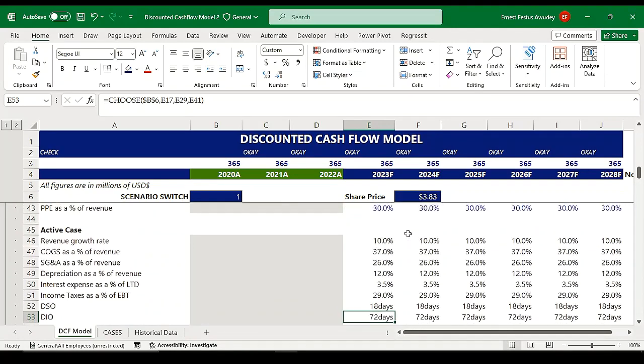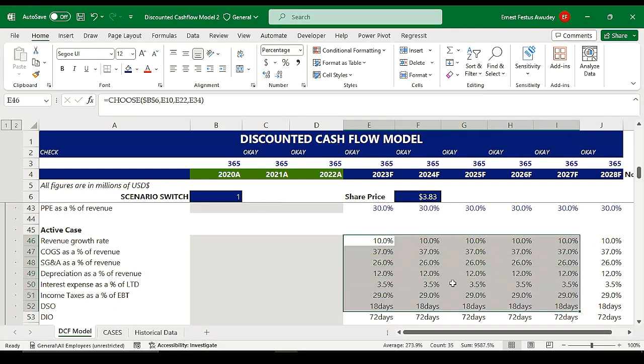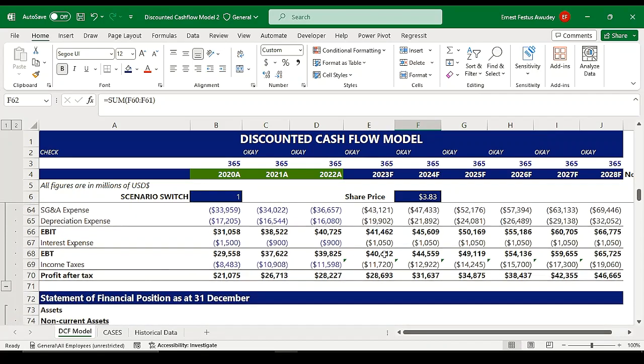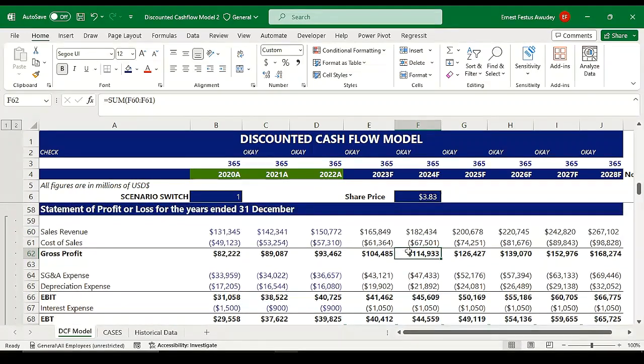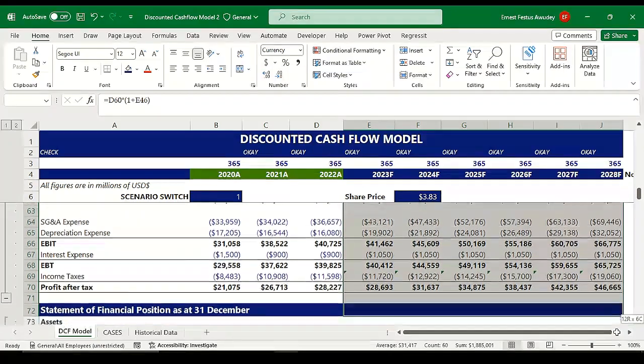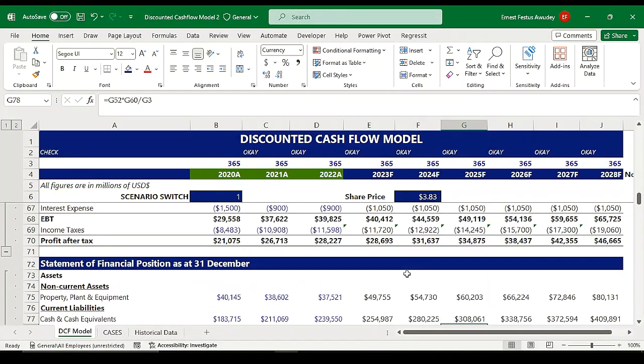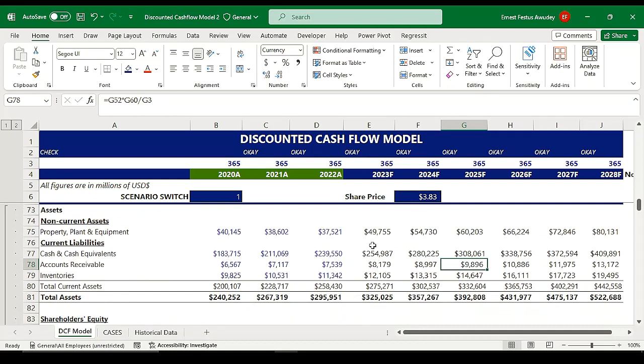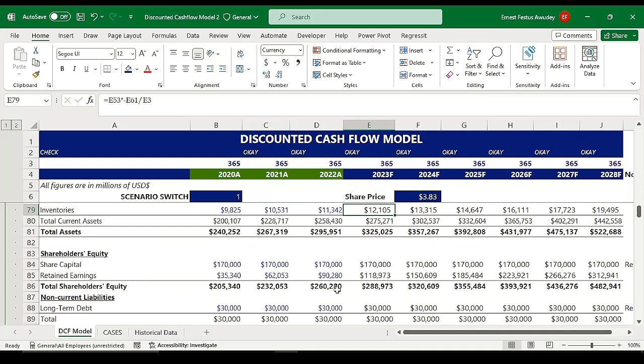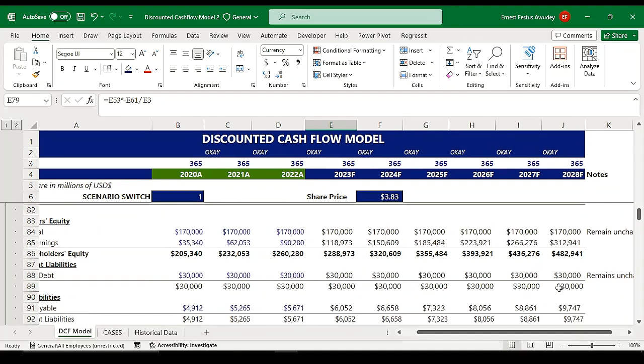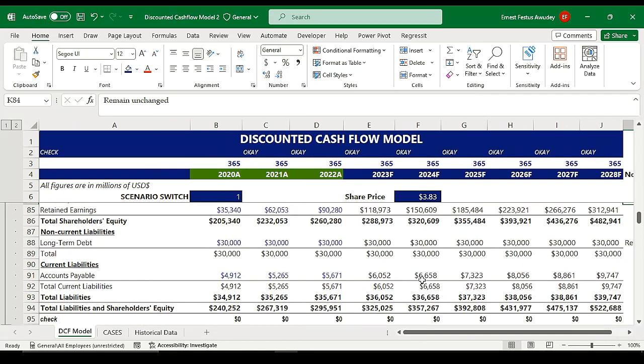Then we used the active case. Remember, we used the active case to prepare the income statement model. So that is what we have here, right here on your screen. And then we forecasted our accounts receivables, our inventories. As we can see from the notes side here, we have indicated that some of the items remained unchanged. So we also forecasted our share capital and our accounts payable as well. So those are some of the things we did.